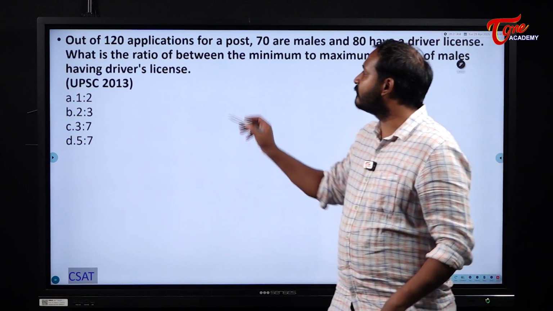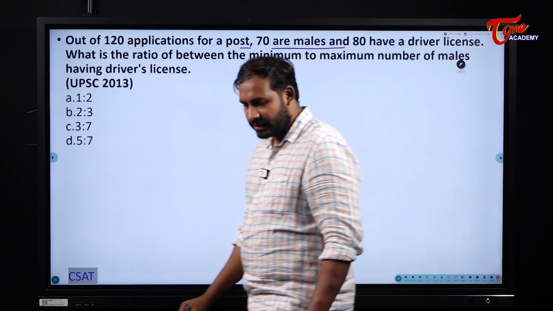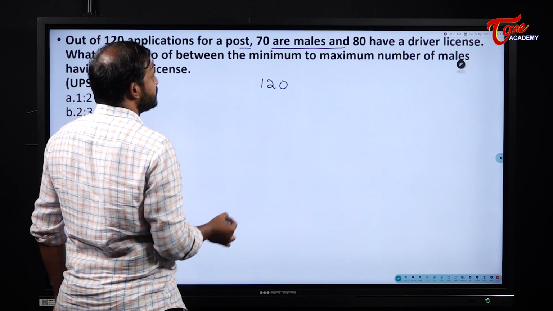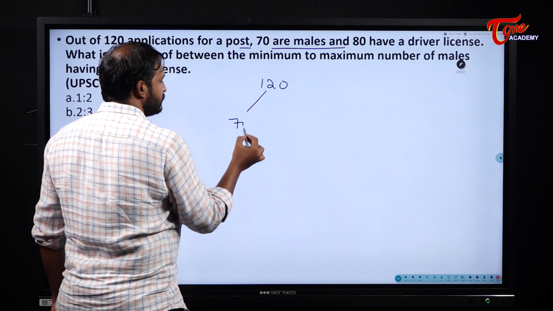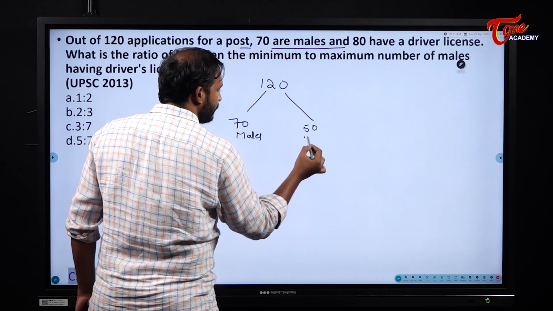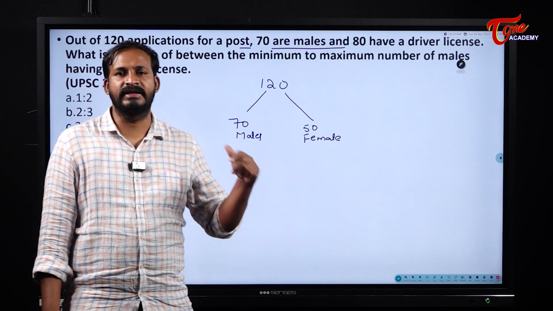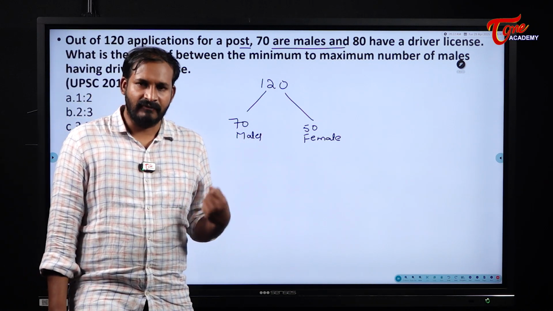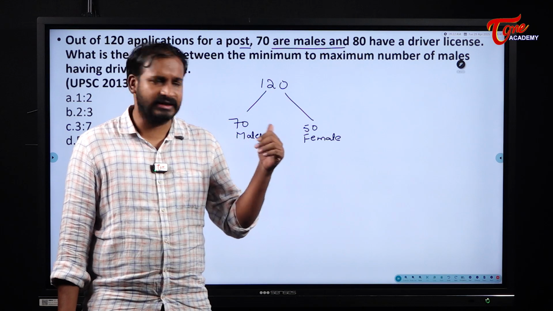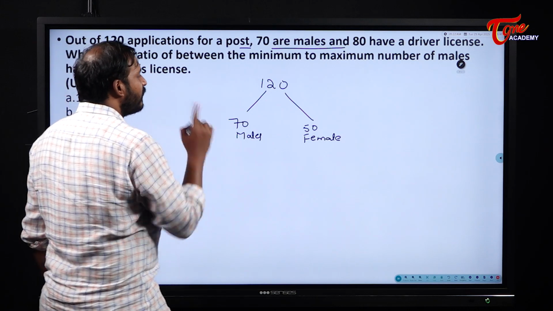Now see here, out of 120 applications for a post, 70 are males and 80 have a driver license. Out of 120 applications received, 70 are male. Then what about the remaining? The remaining 50 will be female. See students, don't make things complicated by thinking that there is a third gender. Generally, while solving our questions from this concept, we will have only two genders, male and female. That's it. Whether in this or in blood relations. So 70 male and 50 female, and 80 have driver license.